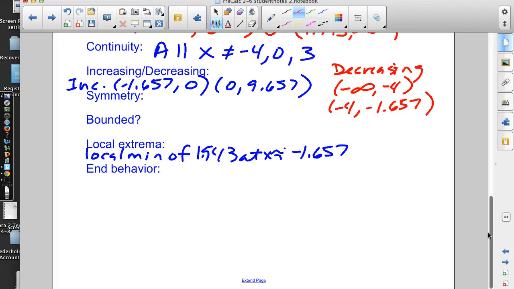Yeah. It says analyze. So where was the x cut off for our little local max up there? 9.657.